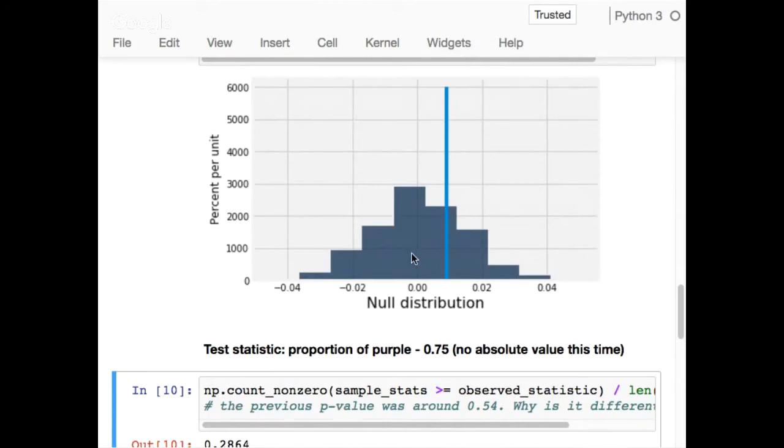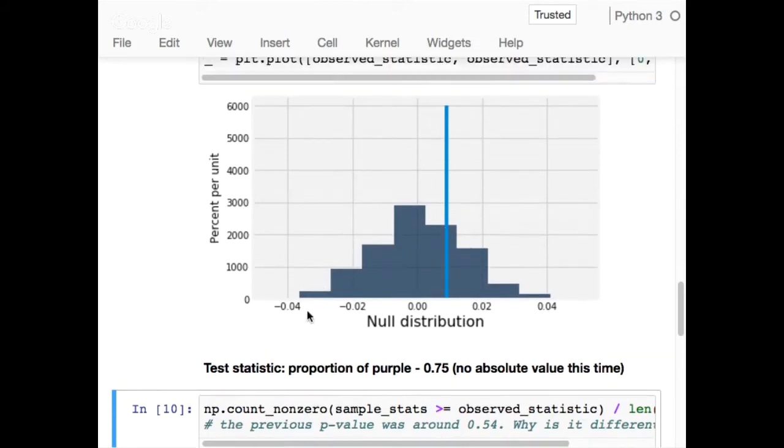And in the case before, right here, what does this represent? This is a negative 0.04. This represents a case where we got 71% purple flowers, right? Here, negative 0.02, 73% purple flowers, right? At 0, we have 75% purple flowers. At 0.02, 77% purple flowers, right?